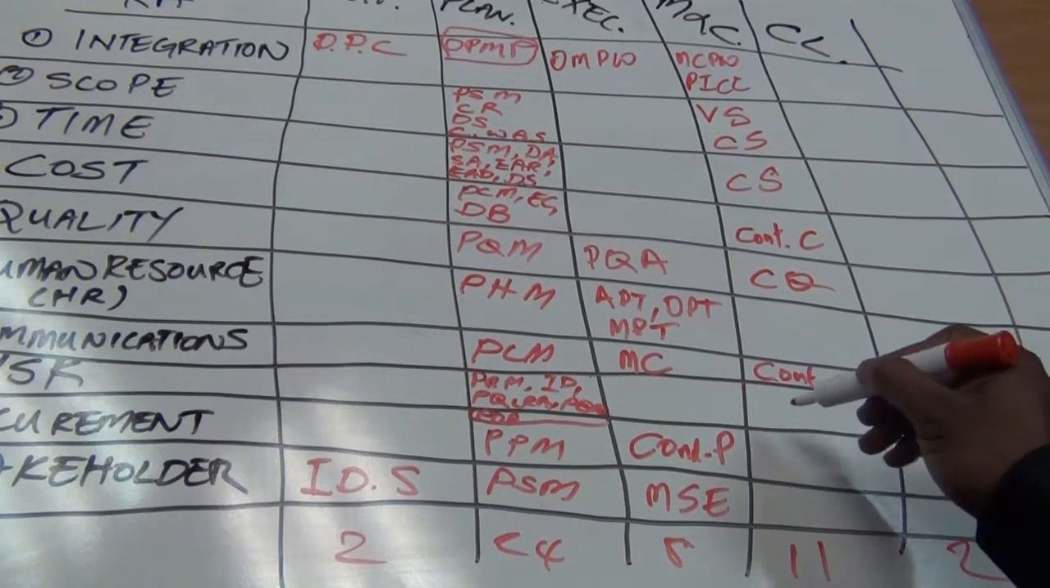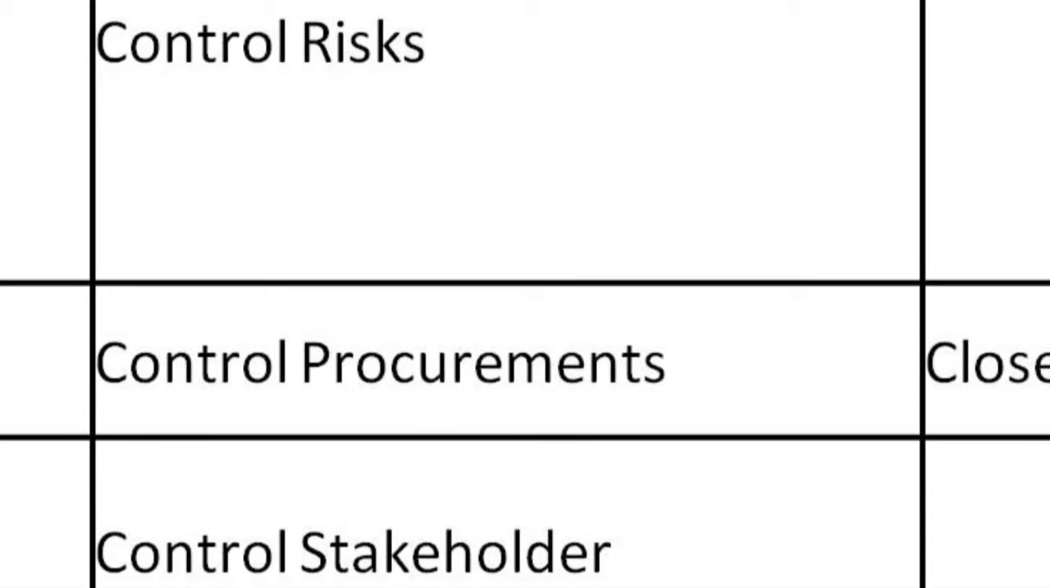Control risks, I'll refer to that as CR, is all about controlling risks on the project, making sure that those plans that were put in place for certain risks are being carried out.